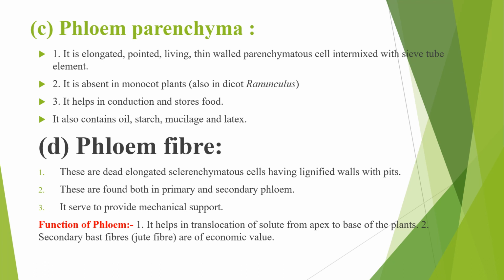Next is phloem parenchyma. It is elongated, pointed, living, thin-walled parenchymatous cell intermixed with sieve tube elements, and it is totally absent in monocots, present in dicots, but it is also absent in the dicot plant Ranunculus. It is only present in dicots. It helps in the conduction of food and storage of food. It contains oil, starch, mucilage, and latex as stored food.